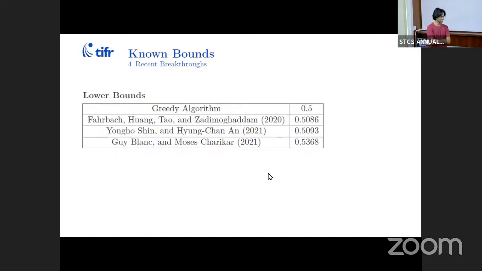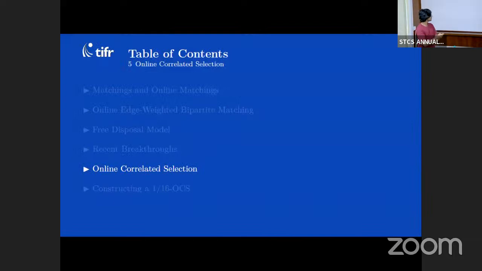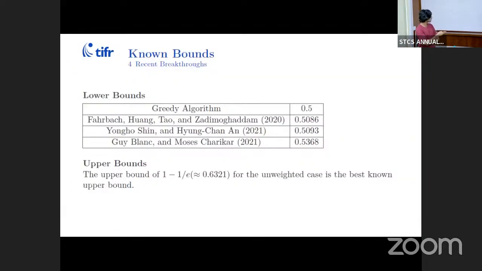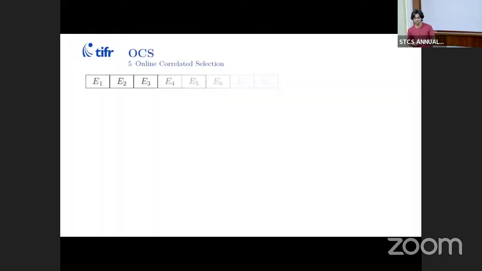How far are these numbers from this 1 minus 1 over e? Exactly, that is the next slide. So these are the best known lower bounds, and the upper bound till now is still at 1 minus 1 over e, the best known upper bound for the unweighted setting. And as we can see, there is still some gap. Okay, so now, like I mentioned, all of them use something called an OCS, and I'll now be describing what an OCS is. Any questions so far?